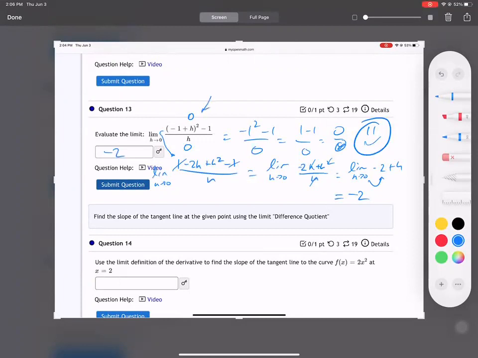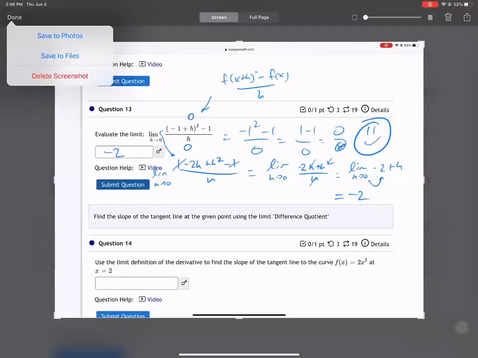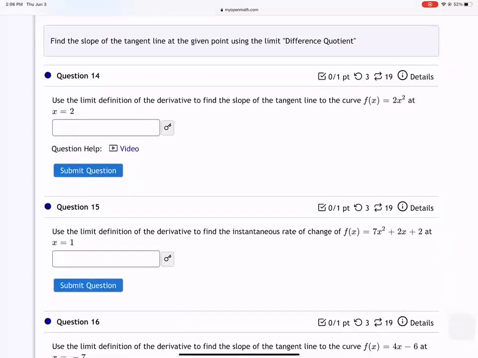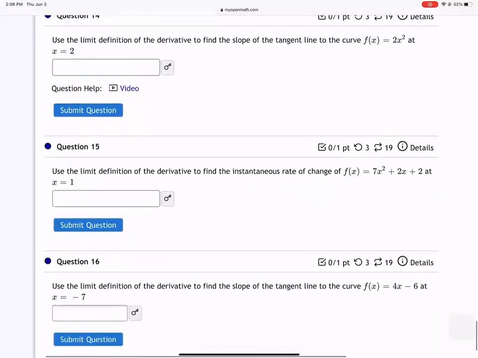Now, this is also our f of x plus h minus f of x over h problem. So this was just a setup for you guys to practice what we're going to do next. Now, questions number 14, 15, and 16, these are all the problems that you guys are going to have to find the limits for. So I'm going to make sure you guys can do this by demonstrating them right now.